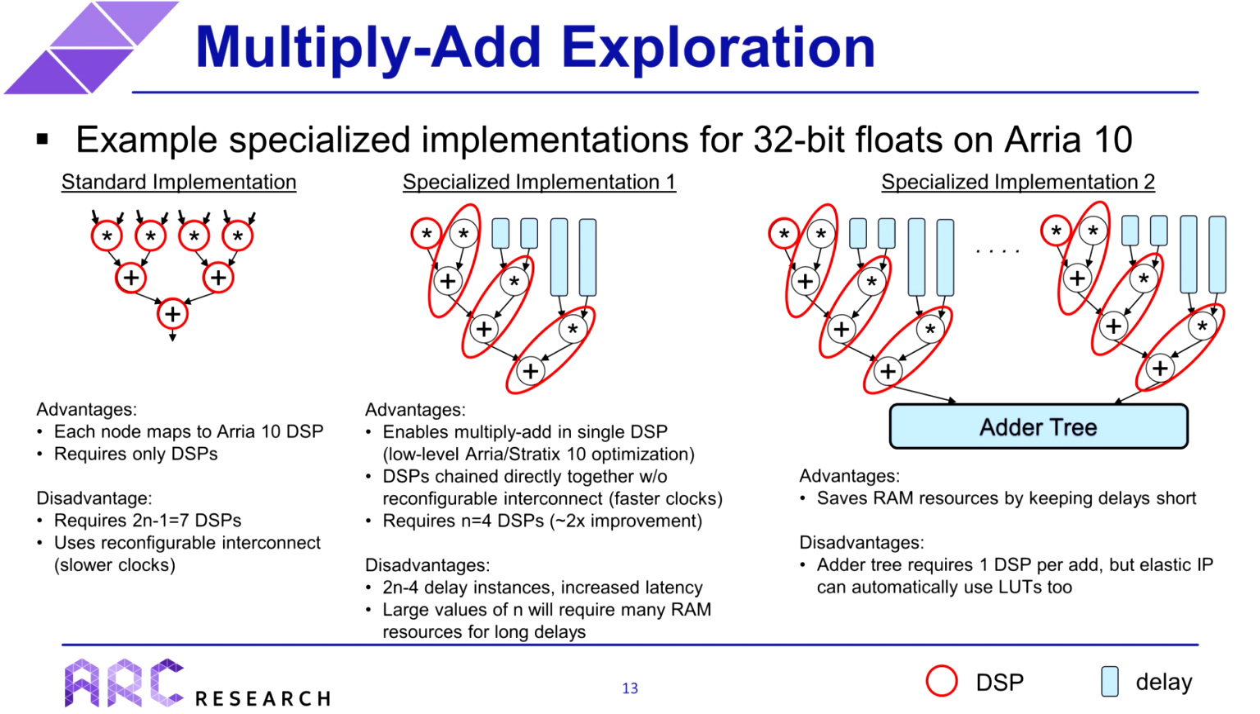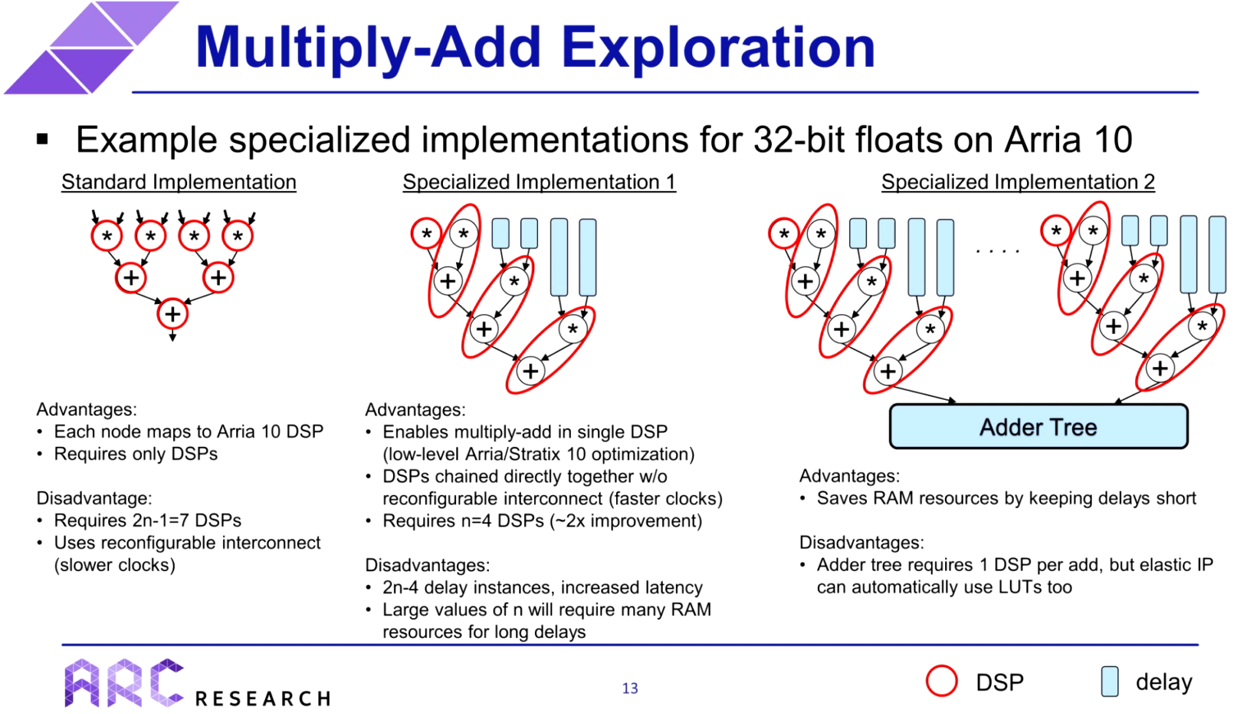However, there are some significant disadvantages. First, it requires 2^n - 1 DSPs, which could be a problem for large values of n. Second, the DSPs are connected over the reconfigurable interconnect, as is usually done on an FPGA, which likely slows down the clock because that interconnect adds significant propagation delays.